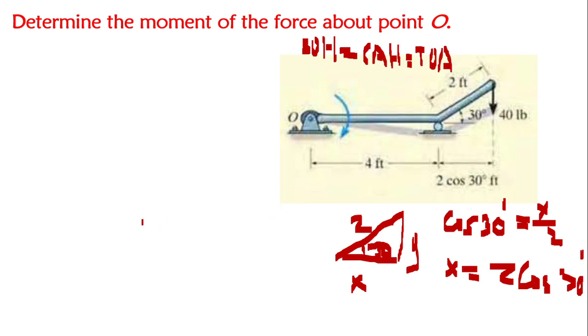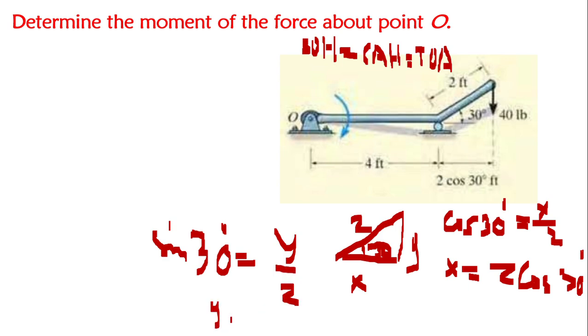O, for example naman, sine 30 degrees. So, sine 30 degrees equals y over 2. So, y is equal to 2 sine 30 degrees. So, yan yung ating kailangan. So, tatandaan nyo yan, ha?